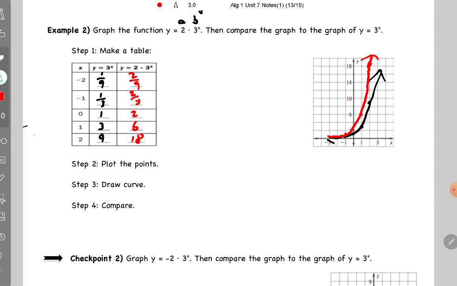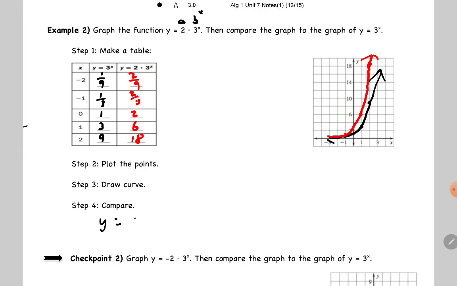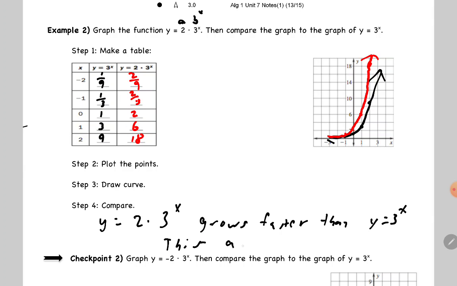So you can say y equals 2 times 3 to the x grows faster than y equals 3 to the x. This is a vertical stretch.